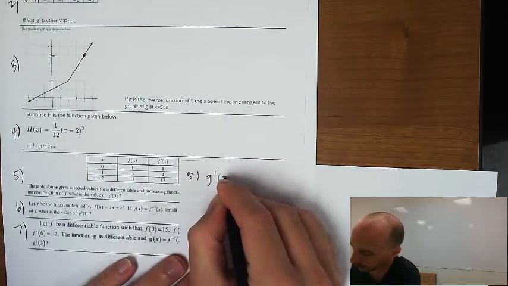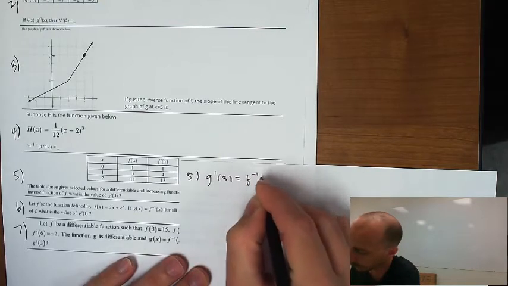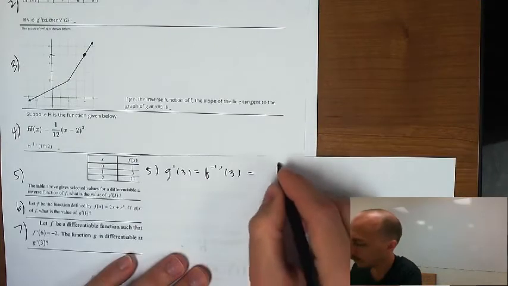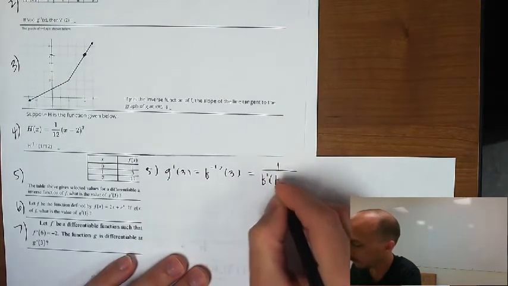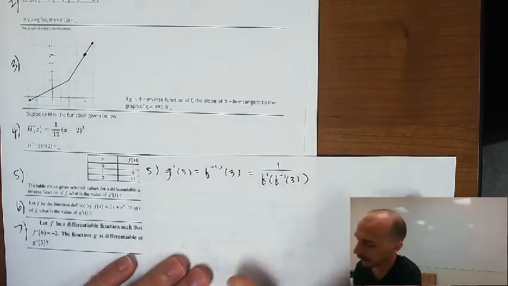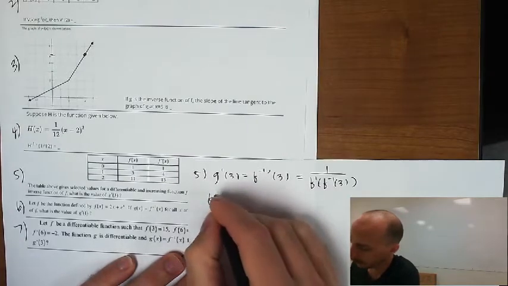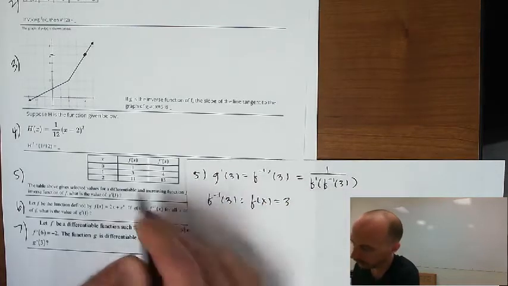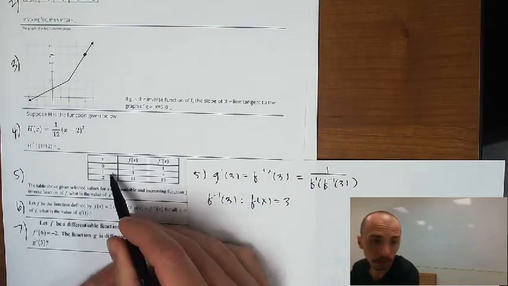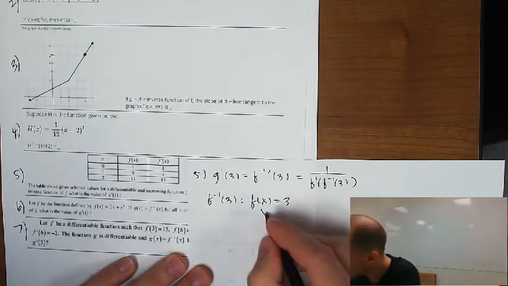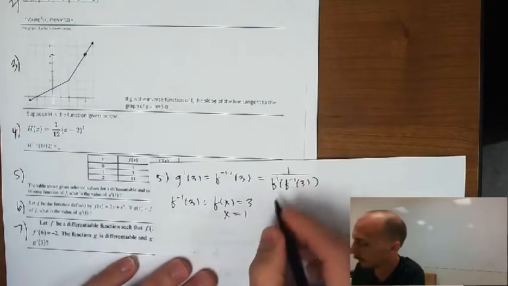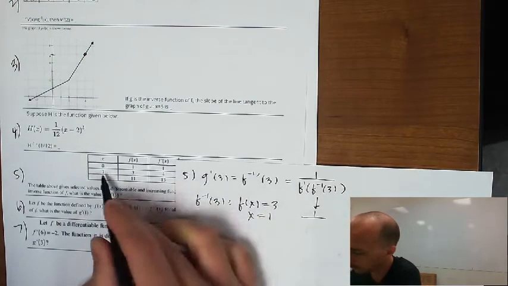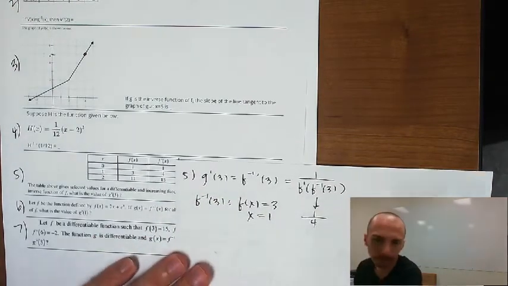Well, g prime of 3 is f inverse prime of 3. We've got a formula for that. That's 1 over f prime of f inverse of 3. And we need to figure out what f inverse of 3 is. Set f of x equals 3. Go over here. I found it. There it is. Goes back to 1. x equals 1. So this is going to become 1 over f prime of 1. f prime of 1 was 4, so that'll be 1/4.